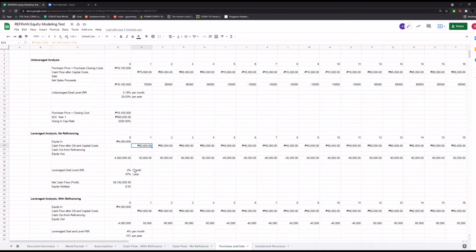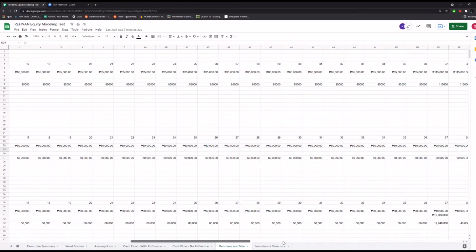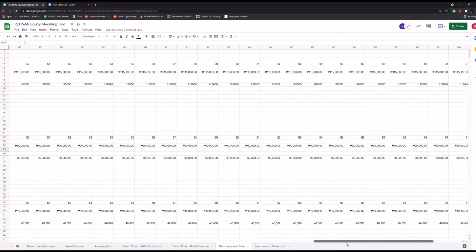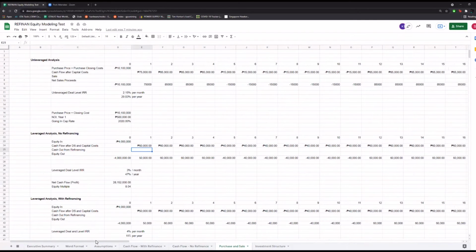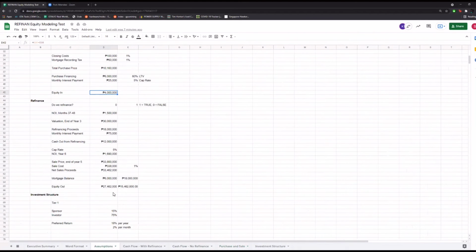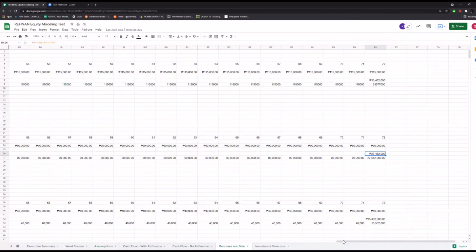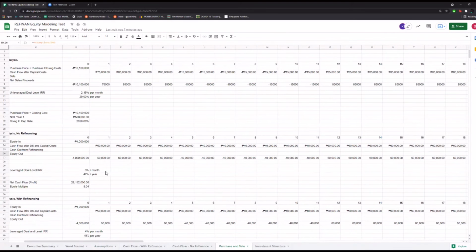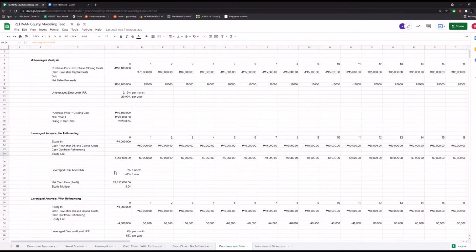The next is cash out from refinancing. Since we don't have refinancing, I didn't add anything here. For our equity out, this is what we identified in our assumptions, which is 27.462 million pesos. Then, just like before, I added everything in order to compute the leveraged deal IRR, which is 3% per month and 47% per year. We have a net cash flow profit of 28.152 million pesos with an equity multiple of 8.04.